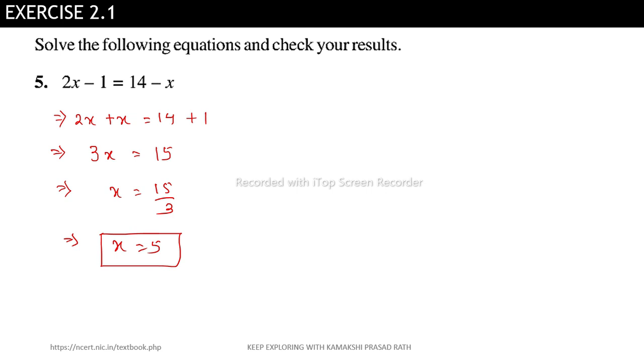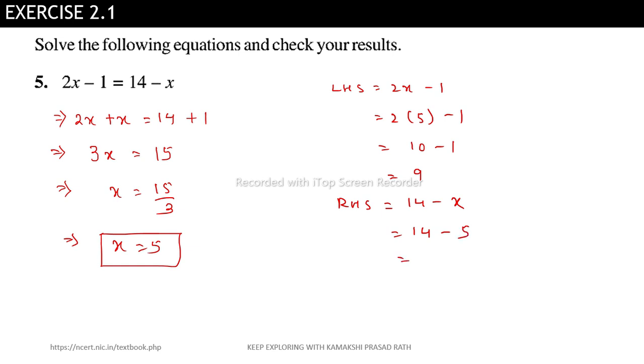Now let's check our result. Left hand side we have 2x minus 1, that is 2 times 5 minus 1. 2 times 5 is 10. 10 minus 1 is 9. On the right hand side, 14 minus x. So 14 minus x is 14 minus 5, which is 9. Hence again we check left hand side is equal to the right hand side. That implies the solution is verified.